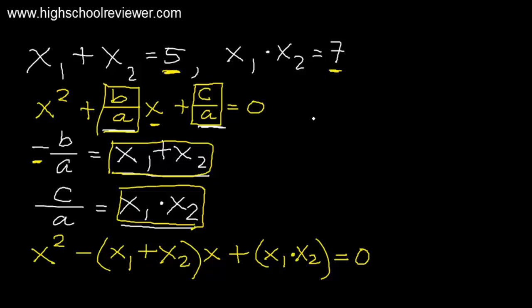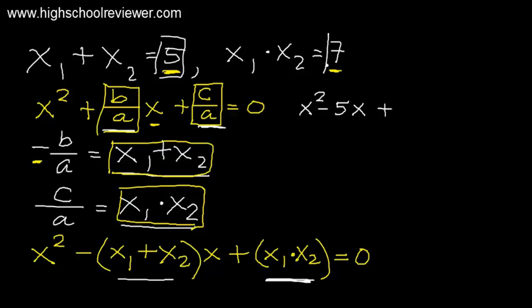So substituting the values, we will have x squared minus x sub 1 plus x sub 2, this is equal to 5. So x squared minus 5 multiplied by x plus our x sub 1 times x sub 2, this is equal to positive 7. So this will be plus 7 equals 0.